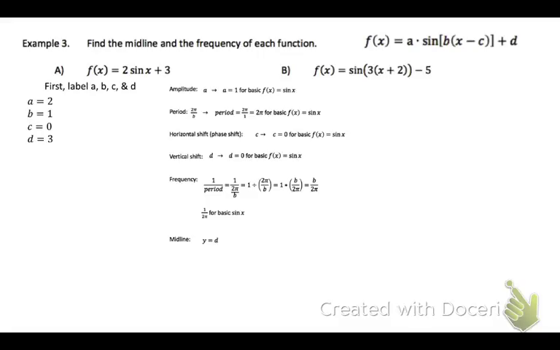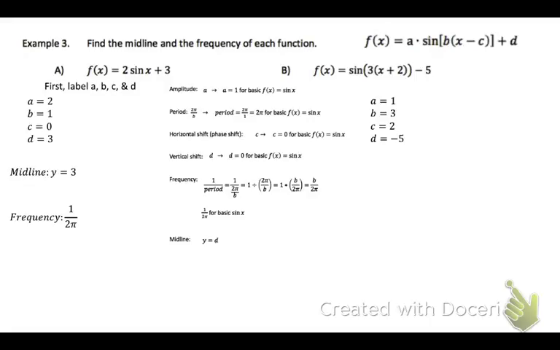So first I want to label the midline. Well, the midline is y equals D. Well, my D value is 3, so the midline's y equals 3. The frequency is b over 2 pi. My b value is 1, so that's just 1 over 2 pi. And you're done.